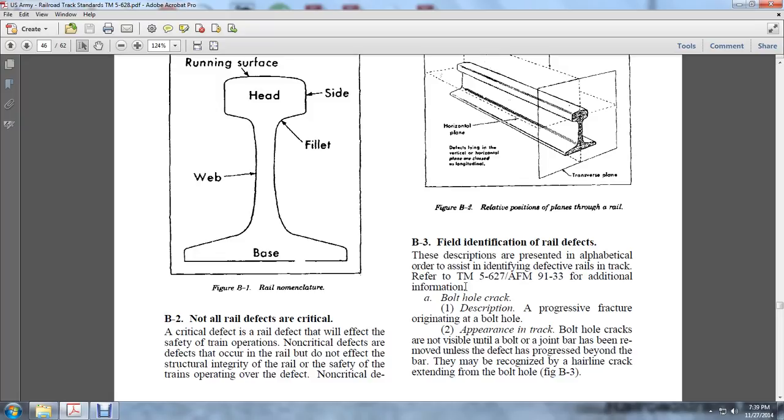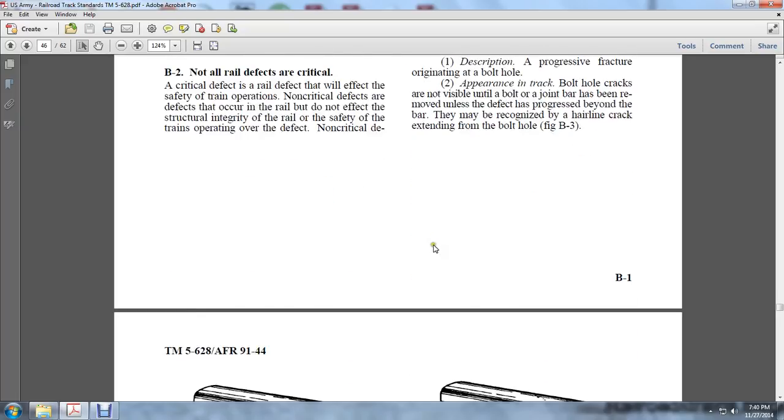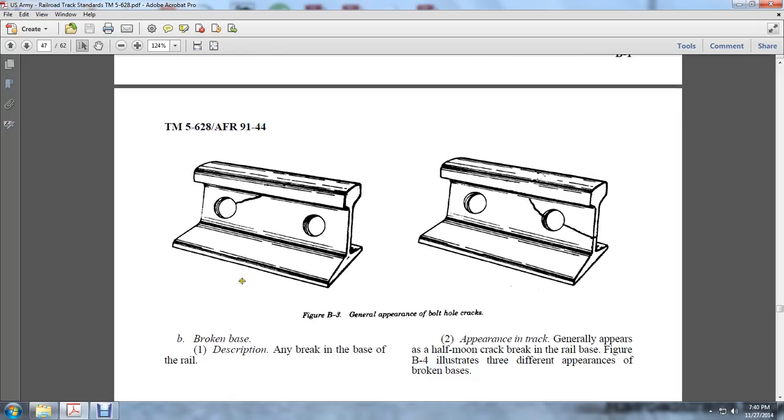Bolt hole crack. Description: a progressive fracture originating at a bolt hole. Appearance in the track: bolt hole cracks are not visible until the bolt or the joint bar has been removed, unless the defect has progressed beyond the bar. You can recognize a hairline crack extending from the bolt hole. These are broken bases, the bolt hole cracks.